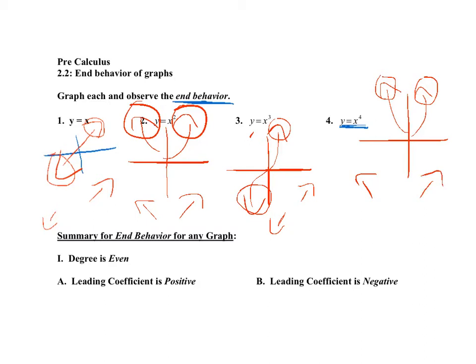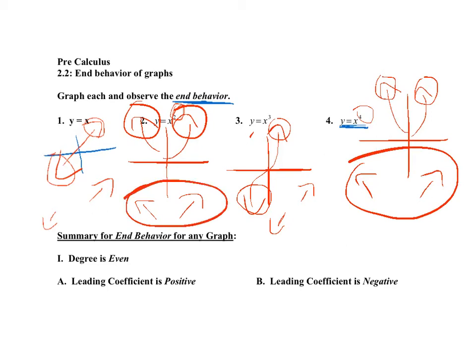So at this point, you should be able to see that for 2 and 4, if the degree is even, if this exponent is 2, 4, 6, 8, or 10, then the end behavior is that they're both going to go up. Now, if the degree is odd, like number 1 and 3, here it's assumed to be x to the 1st, then it goes down to the left and up to the right. Okay, a lot of this stuff you already know.